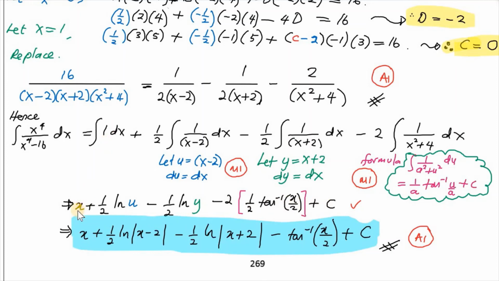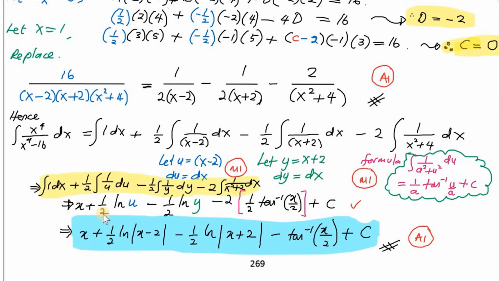The integral of 1 dx is x. Here we have an integral of 1 on u, and the integral of 1 on u is ln u. Here we have the integral of 1 on y dy. So basically, we have to show the integral. Let me show it. I missed a mark there. So basically, we have to substitute first. When you're using u substitution, make sure that you show this and this for your M mark.